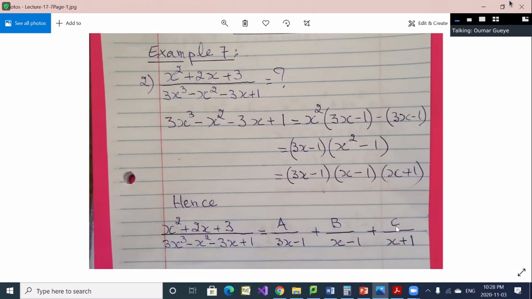Okay, so we need to practice a lot with this kind of question, and then later we'll see how to apply this technique in order to calculate the integral.